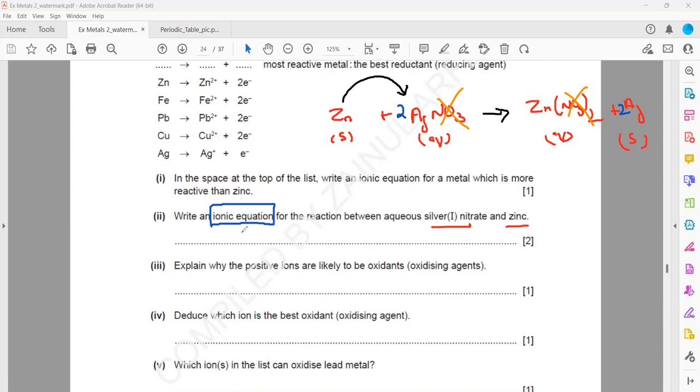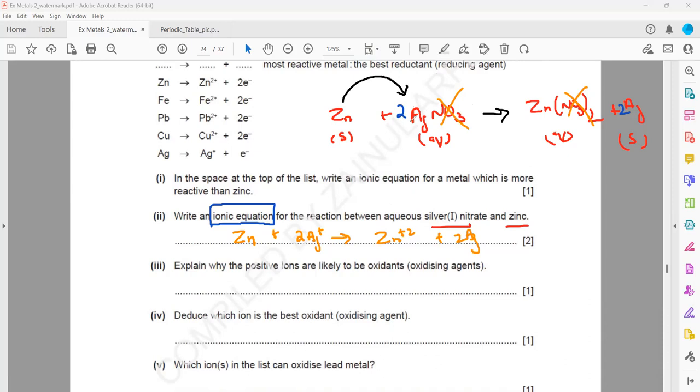So what is the ionic equation? Zinc reacts with 2 silver ions in the solution. As a result, it will form a zinc ion, because a more reactive metal turns into an ion, and produce silver atoms. So less reactive ions will change into atoms, and more reactive atoms will change into ions. This is the ionic equation. This is the full symbolic equation.